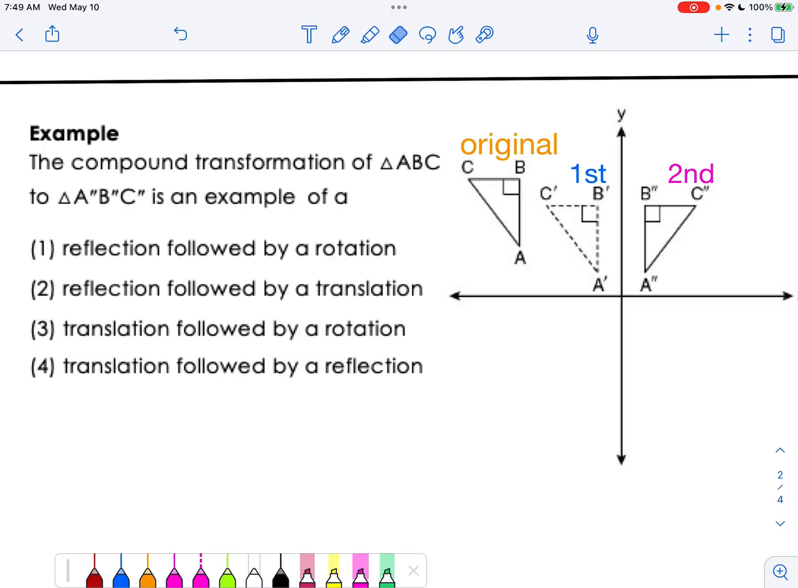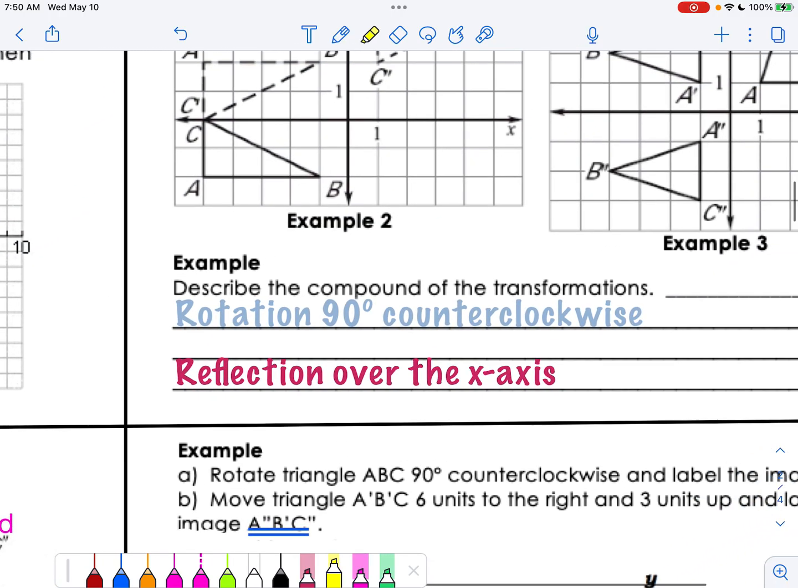Now that we know what order this goes in, it looks like the first image was slid over and down, so that's a translation. And then it looks like it was flipped over the y-axis in the middle. The descriptions over here to the left aren't as specific, but that was a translation, followed by a reflection. So it slid over and down, and then it flipped over the y-axis. But again, it's really important that we pay attention to those marks.